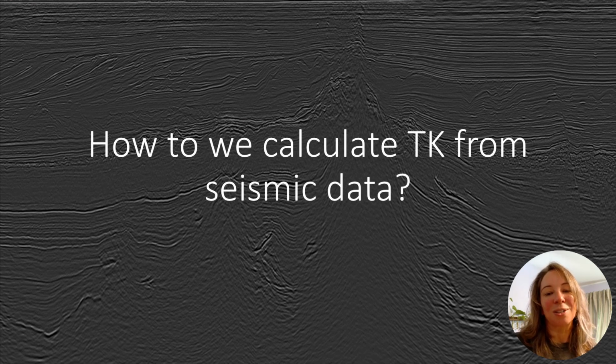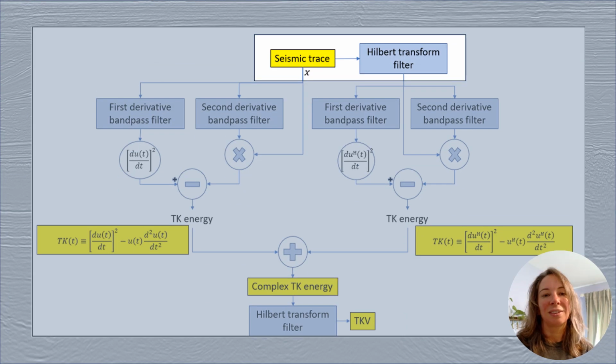So the first thing we want to do is understand how we're going to calculate TK from the seismic data. So we all know that we start with the basic seismic trace. Okay, so what we're going to do is split it into two paths. You can think about it as looking at the same thing with two different pairs of glasses. One path keeps it as is, and the other runs it through what we call a Hilbert transform, which basically gives us the imaginary component. So it's kind of like seeing the hidden side of our data.